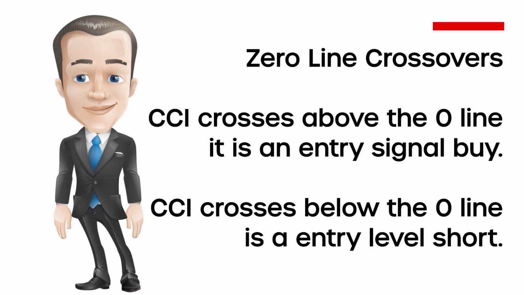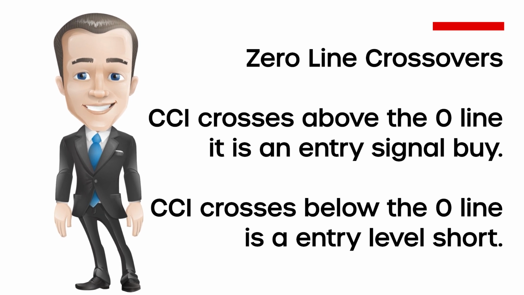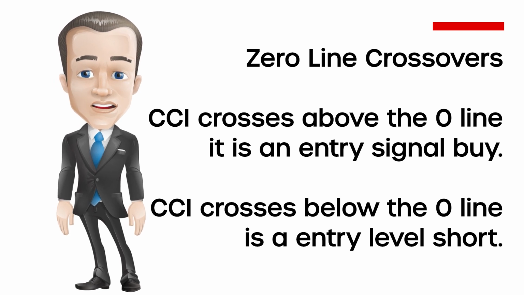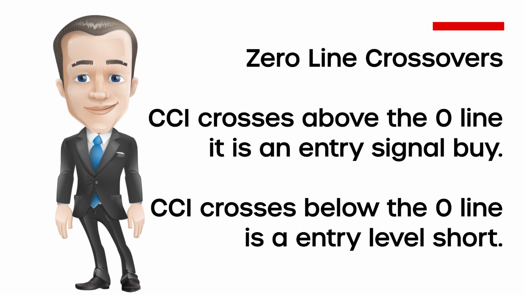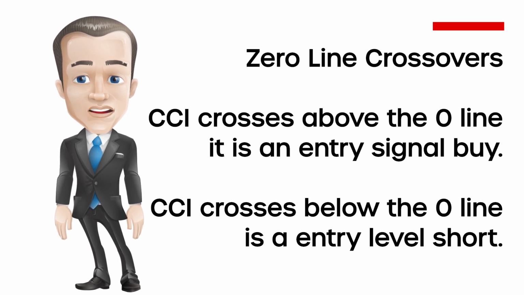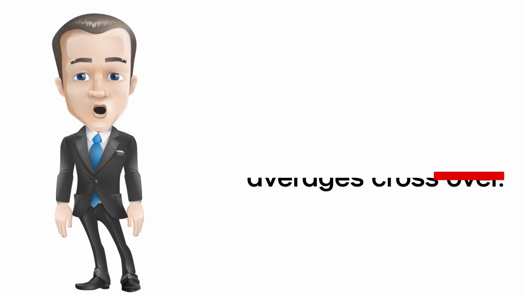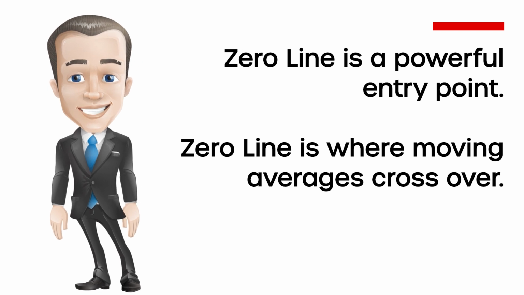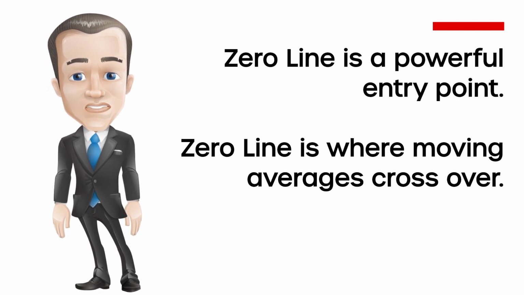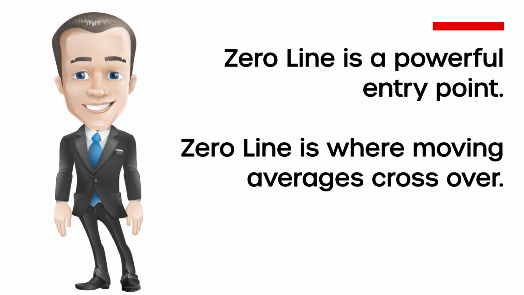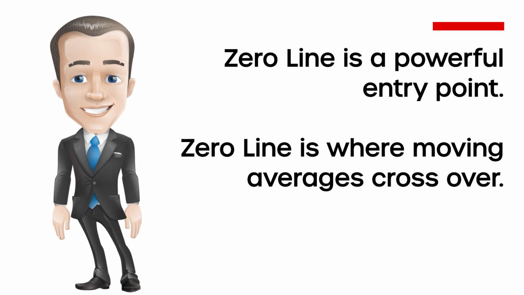Line crossovers on the CCI, high to low, with zero being the middle ground. Once the CCI crosses above the zero line, it is an entry signal to buy. When it crosses below the zero line, it is a sell. The reason the zero line is a powerful entry is that if you look at the CCI as a moving average crossover, we will see the zero line is where the moving averages cross over.